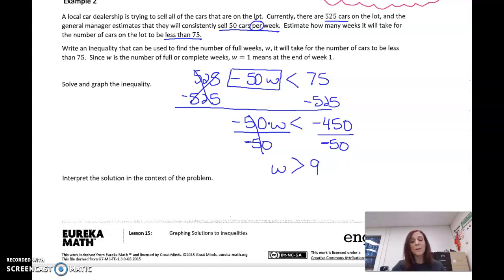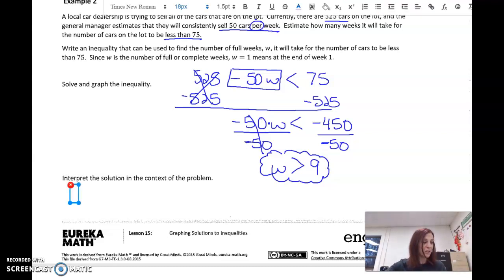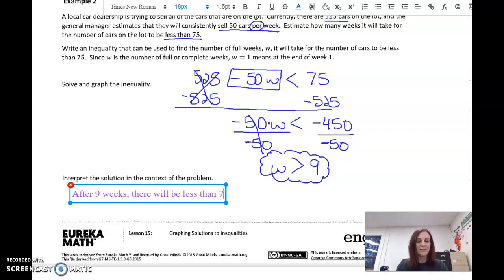Okay, so remember, the question asks, estimate how many weeks will it take for the number of the cars to be less than 75? It is going to be greater than 9 weeks. Okay, and our answer, remember, has to have that W is greater than 9. It can't just be 9. So now, if we want to interpret the situation, we would say after, or something like this anyway, 9 weeks, there will be less than 75 cars on the lot.